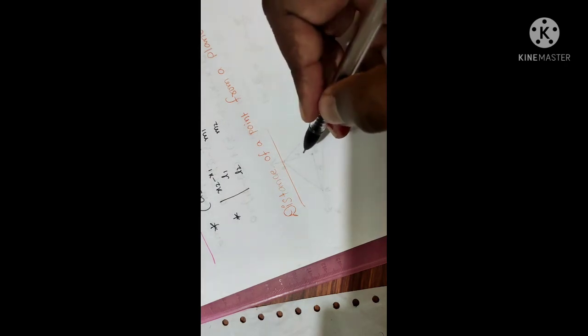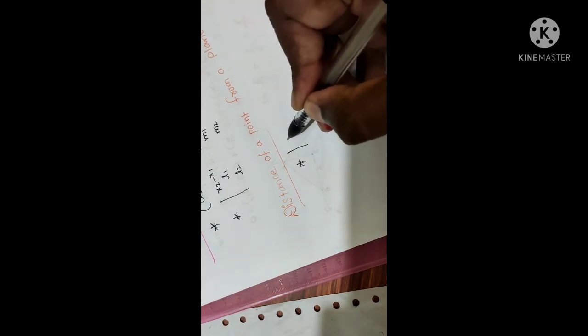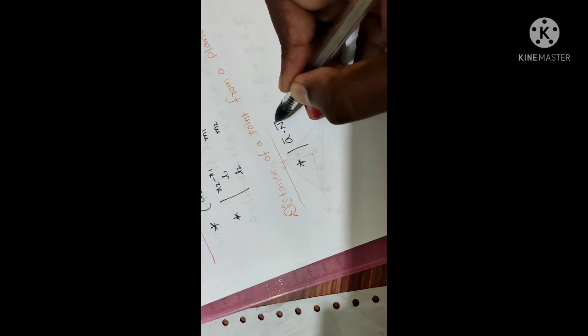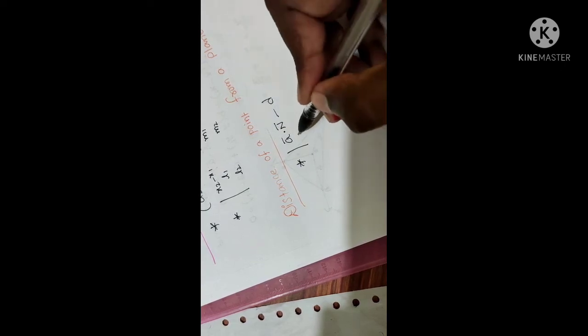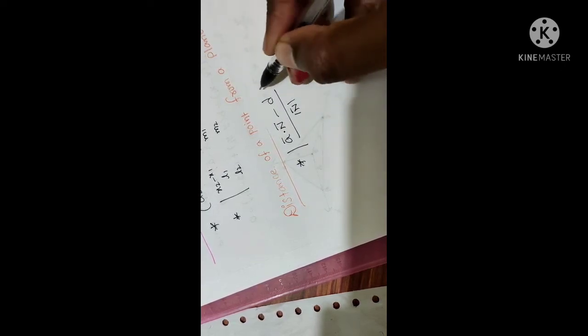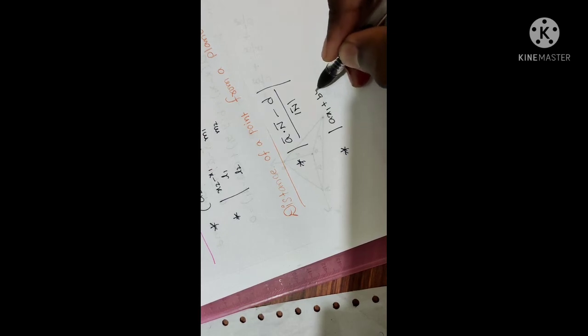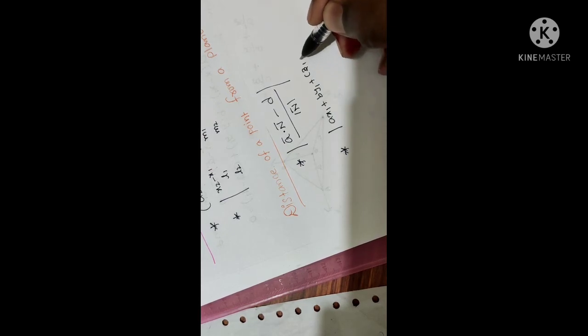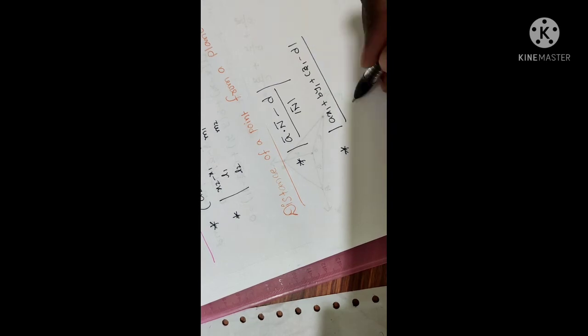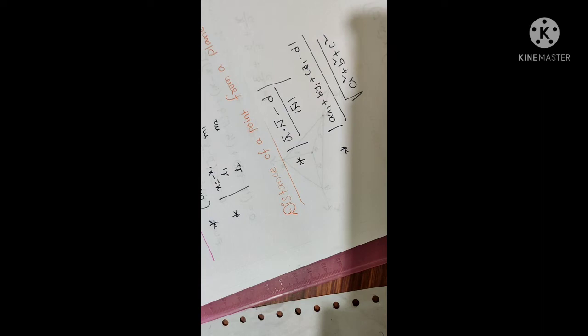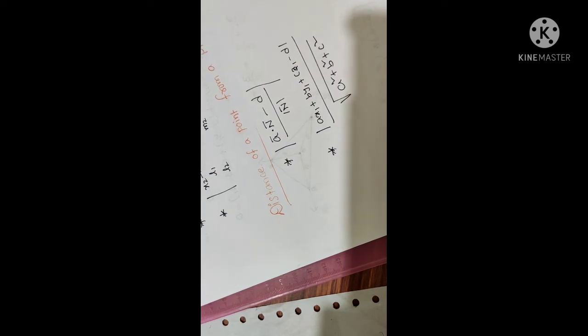We have two formulas. One is in vector form: modulus of a bar dot n bar minus d, by mod n bar. This is the formula for distance in vector form. We have the formula in Cartesian form: modulus of ax1 plus by1 plus cz1 minus d, by under root of a square plus b square plus c square. This is the formula for distance of a point from a plane.